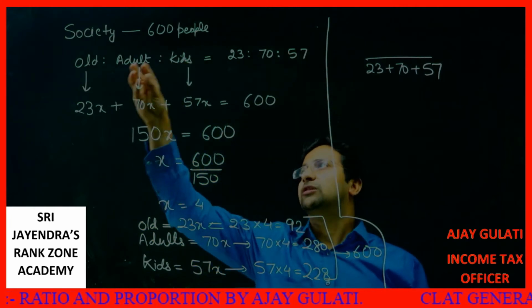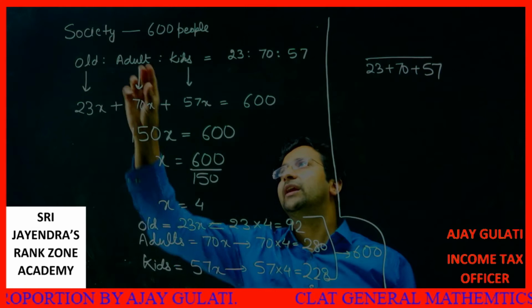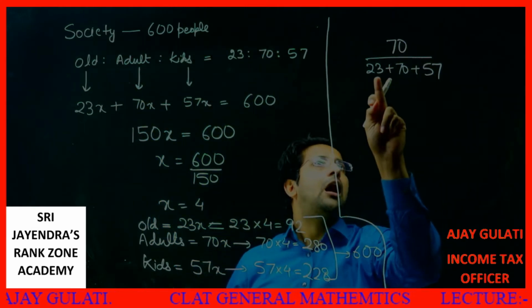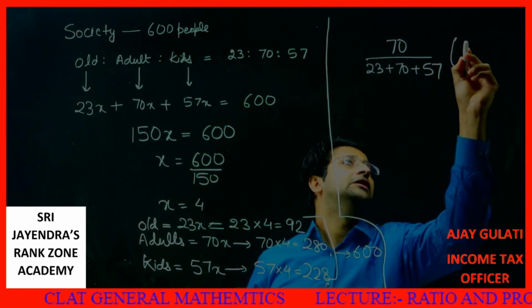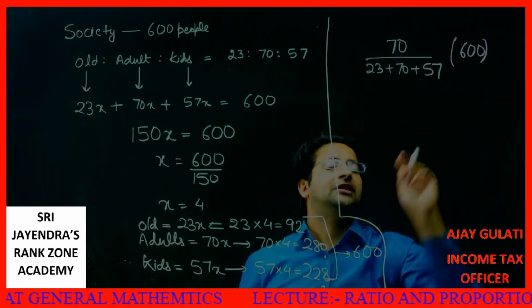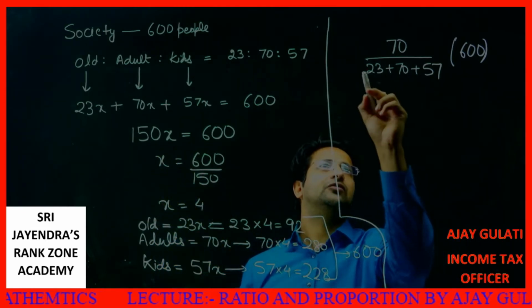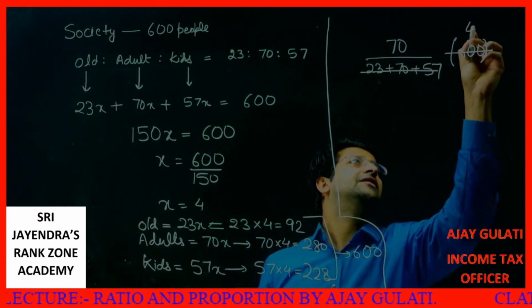Now suppose somebody asks me how many olds are there, how many adults are there. So how many adults are there? 70. So I'll say 70 parts out of 23 plus 70 plus 57, of 600. This is the most convenient method. You add these up, you get this 150. This 150 cancelled by 600 gives me 4.